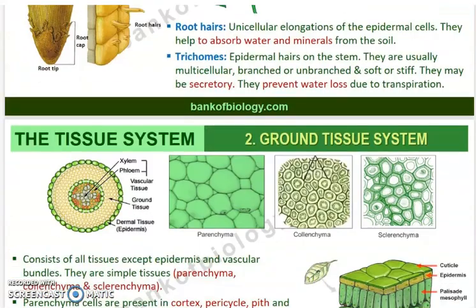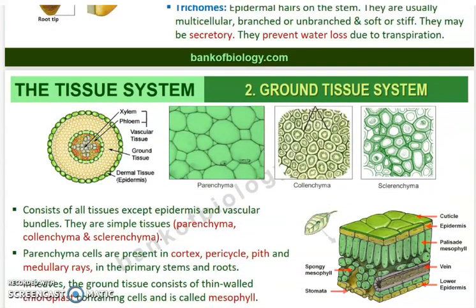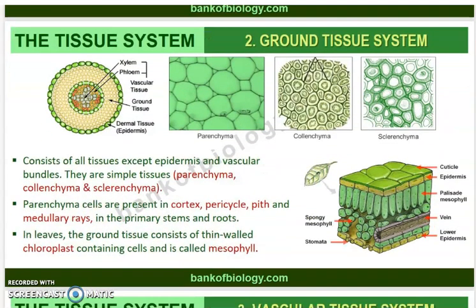Now let us move on to the next tissue system, which is the ground tissue system, right? All tissues except the epidermis and vascular bundle. It means that except xylem and phloem, the other tissues will constitute the ground tissue. So all tissues except epidermis and vascular bundles constitute the ground tissue.